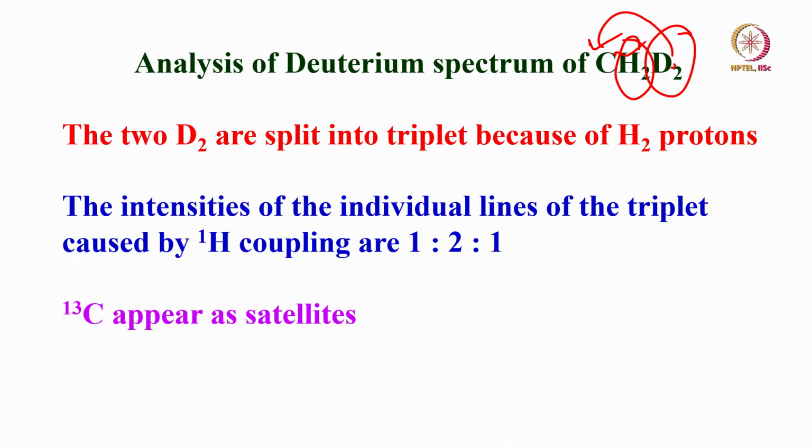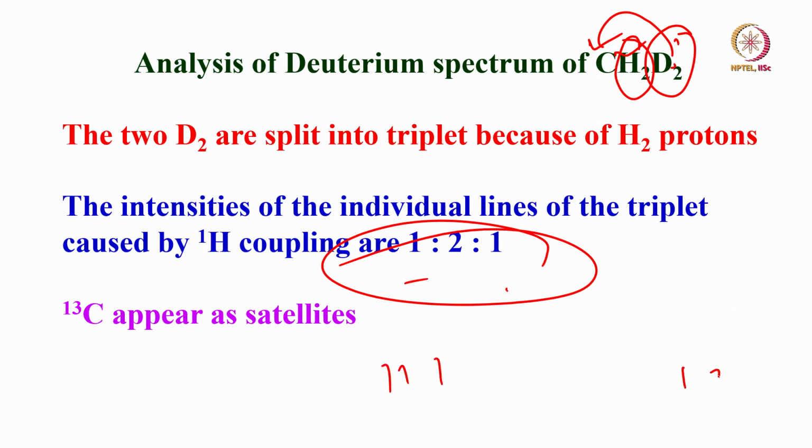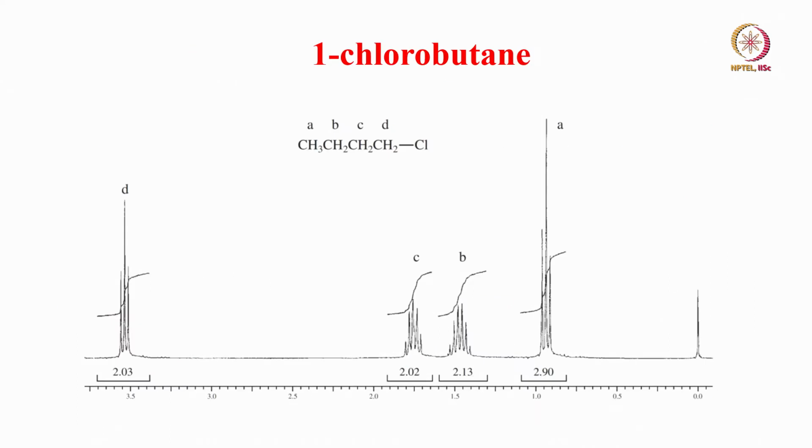If you ignore that coupling, for the deuterium spectrum you are going to get a triplet of 1:2:1. Supposing you also look at the carbon-13 satellites, then on either side of the triplet you are going to get 3 more lines, which are the satellite lines, and they are again split into triplets. So this is how you understand the spectrum of it.